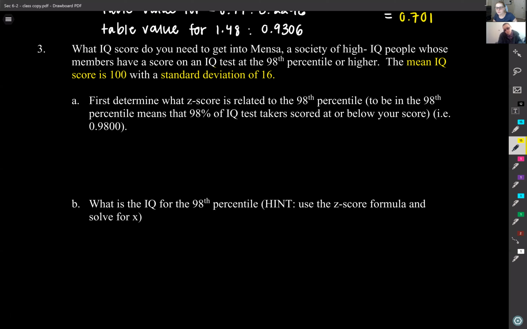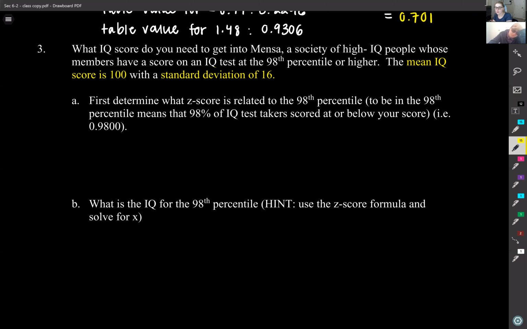But instead we're going to ask a different question. Instead of being asked, what's the probability that a randomly selected person has an IQ score that falls within these two scores, or is less than this score, or more than this score, we're actually asked something about the percentile, which is a different question, but we can find it using the same information and kind of the same process, just a little different. So part A says, first determine what z-score is related to the 98th percentile.